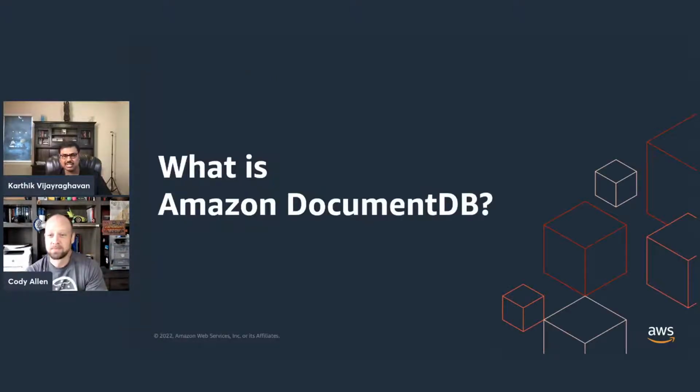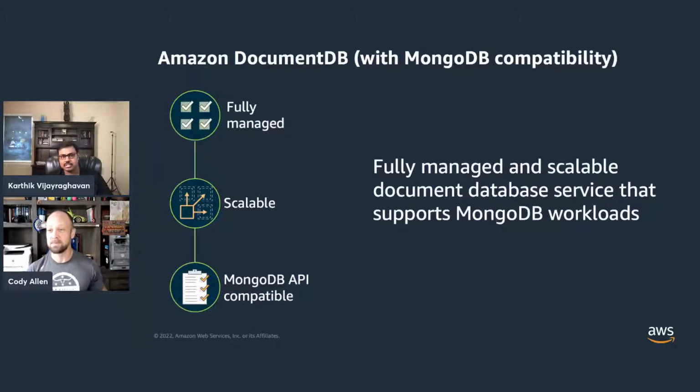Let's jump into it. Let's start with what is DocumentDB, right? So Amazon DocumentDB is a fast, scalable, fully managed MongoDB compatible database service. You can use the service to scale millions of requests per second with millisecond level latencies, right? So it's again a fully managed service by AWS.